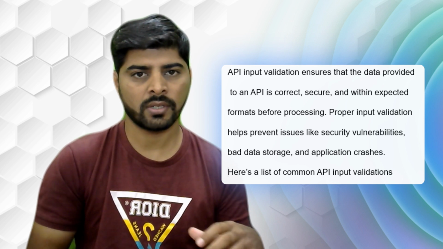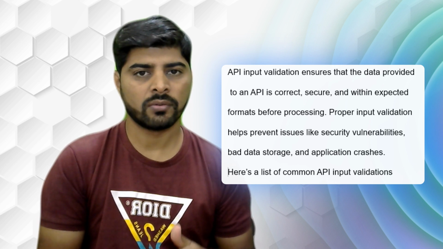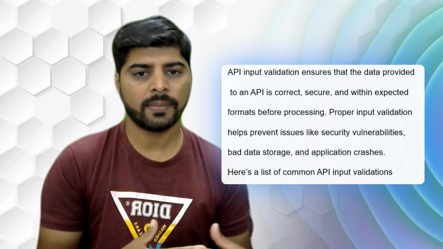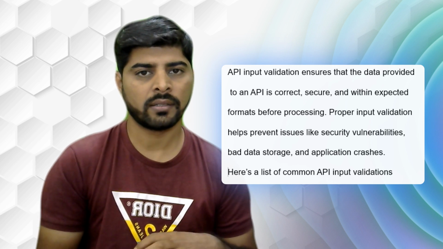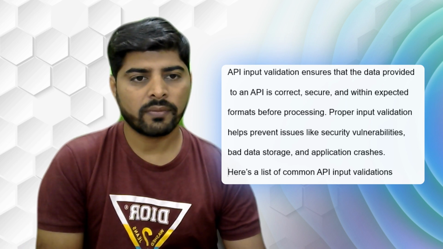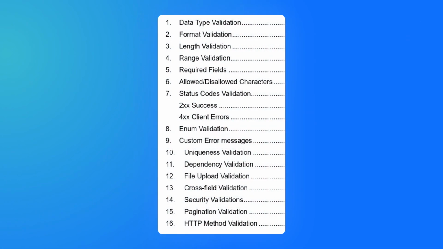For example, if the user is able to put cross-site scripts into those fields, then bad things can happen. In the other case, if we are allowing bad characters, the application can crash. So there are some input validations here. I have listed a few of them. Let's see each one; I will discuss them in detail, and I will show you in Postman also.